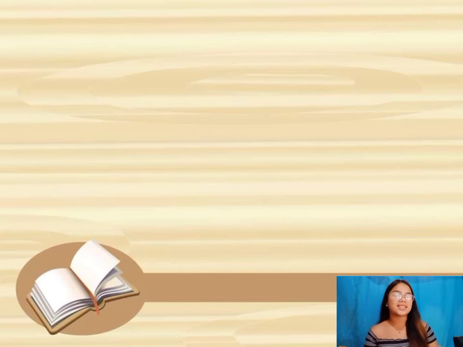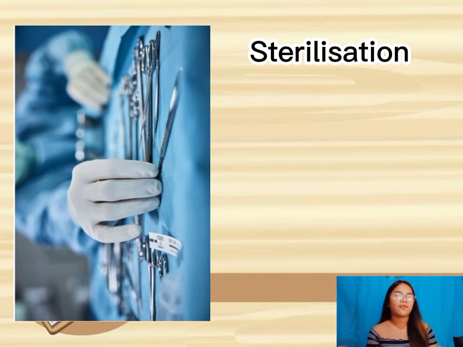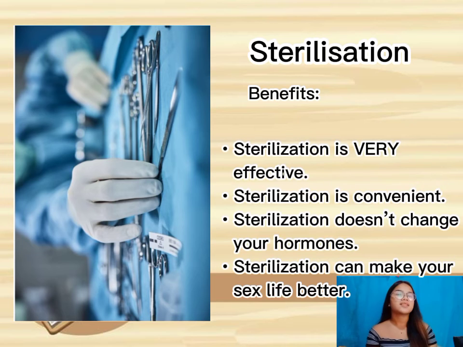And the last type is sterilization. The benefits of sterilization are: first, sterilization is very effective. Tubal ligation is permanent and one of the most effective kinds of birth control out there. More than 99% effective at preventing pregnancy.